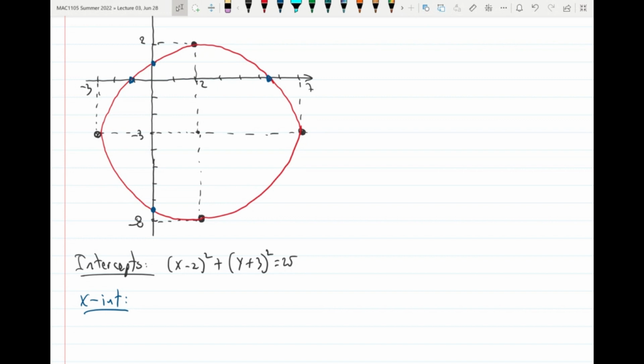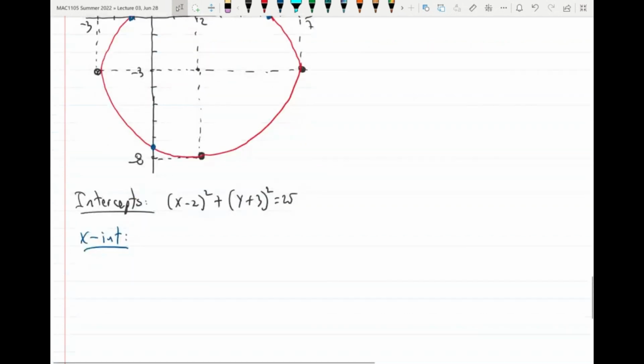What do they all have in common? They are y is 0. That's the only thing that they have in common. So how do you know that a point is on the x-axis? The y value is 0. So if you want to find them, just go to your equation, put y equals 0, and so forth. Okay? So to find the x-intercepts here, we need to put y equals 0.